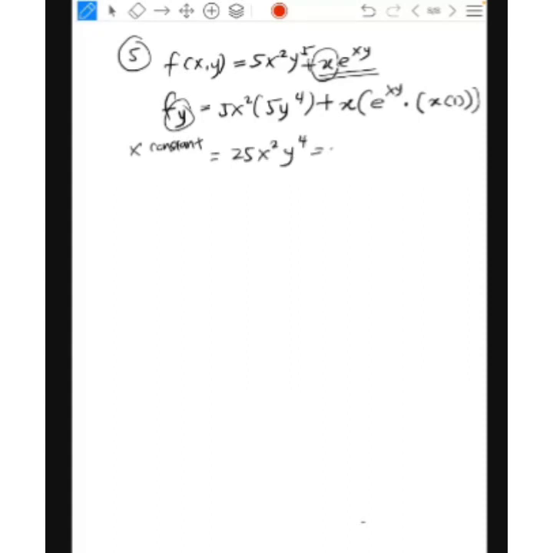So x will have a plus x squared exponent y. So this x actually you can multiply with this one lah. Okay, so fyx is, now the y is constant.